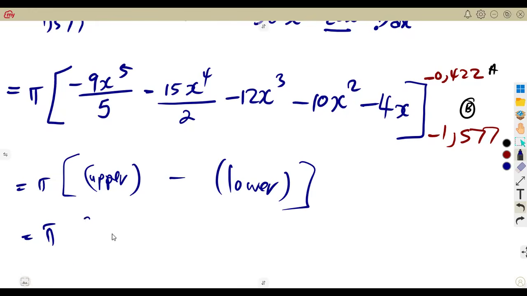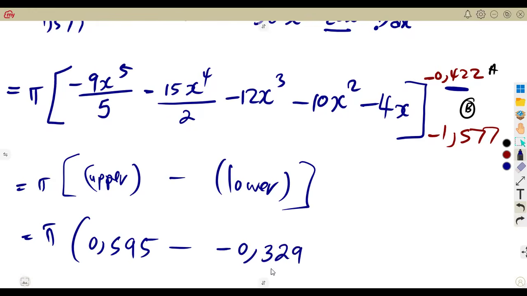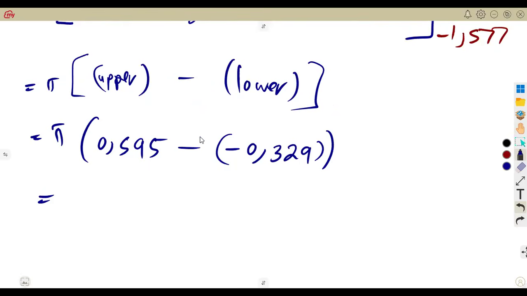So in place of the upper limit, the minus 0,422, if you substitute that properly, you're going to get 0,595. Minus, if you substitute the lower limit of minus 1,577, you're going to get minus 0,329. This is what you're going to get. And we can simplify that on your calculator. This one is super plus. So that was going to give us 0,924 times the pi, which is outside. So this will give us 2,903 if you simplify on your calculator.